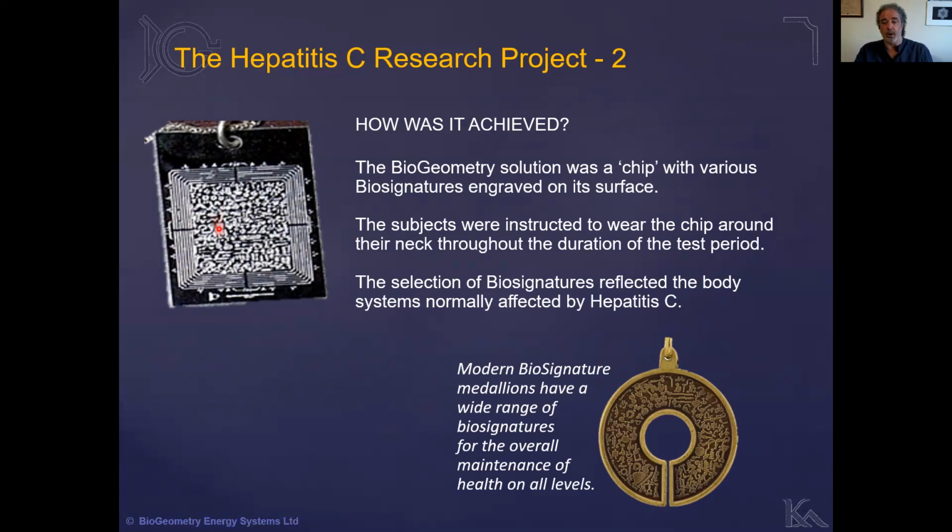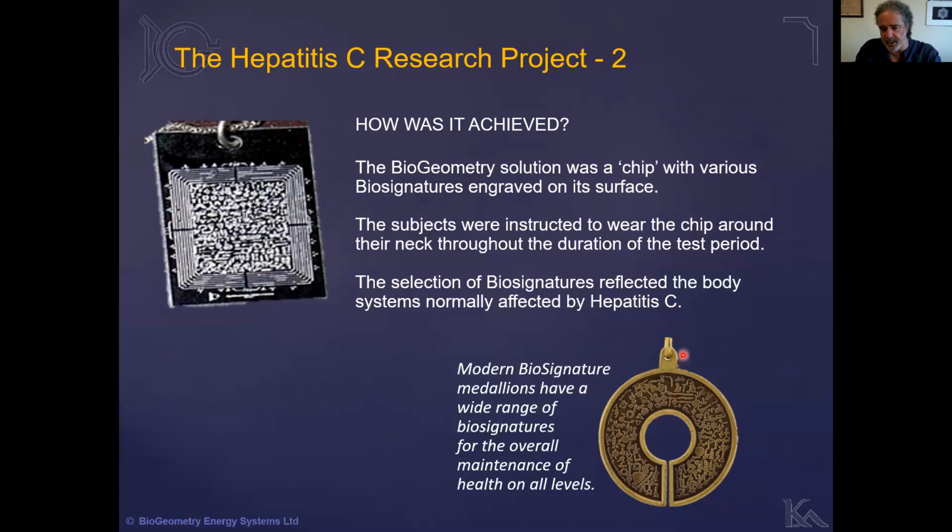The selection of biosignatures reflected the body systems normally affected by hepatitis C. So there were obviously biosignatures for the liver, but as always, we like to include biosignatures, for example, for the heart, because anytime there's disease, the heart has to work harder to support the systems mobilized to heal the disease, and the brain, which afterwards is the controller of everything. And what you see below here is an example of the modern biosignature medallions that we have. This is actually not the latest model, but we will discuss that later.